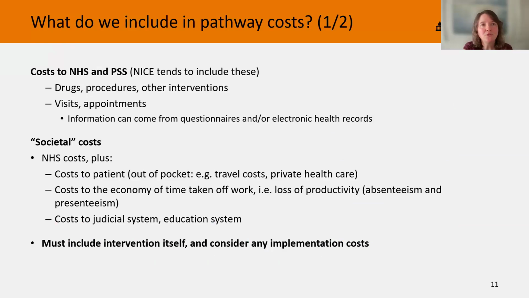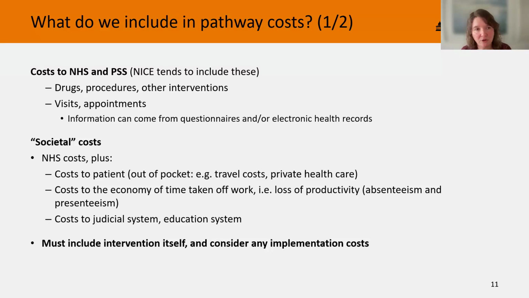Okay, so what do we include in pathway costs? I keep saying pathway costs. What are these? It's things like costs to the NHS and personal social services. Oh, sorry, my acronym's fallen off there. PSS is personal social services. So this is what NICE tends to include. That's the National Institute for Health and Care Excellence, which decides whether something can be offered on the NHS or not. And it does that by looking at, does it work, and is it good value for money, and some other stuff that we'll talk about later.